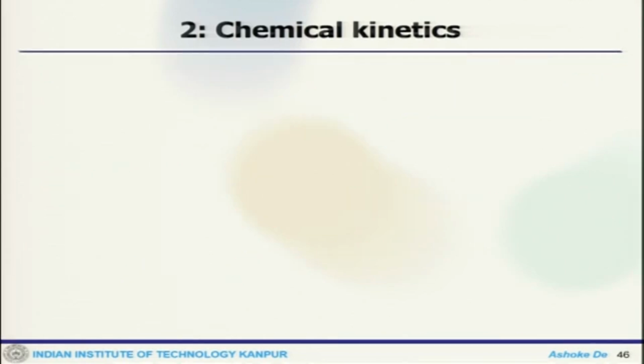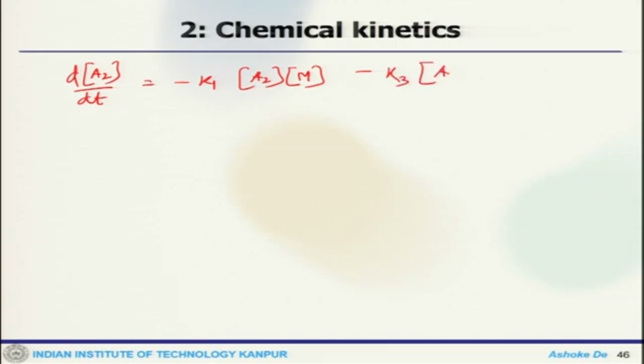So, the concentration of A and B are quite small throughout the course of reaction, so is AB at initial stages, thus one can ignore the reverse reactions and we can find out the reaction rate for the stable species like A2 which is K1 A2 M minus K3 A2 B.